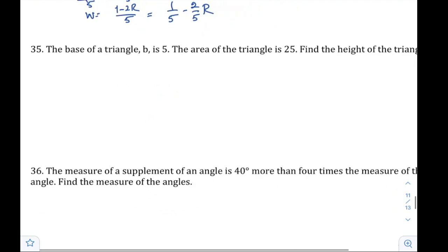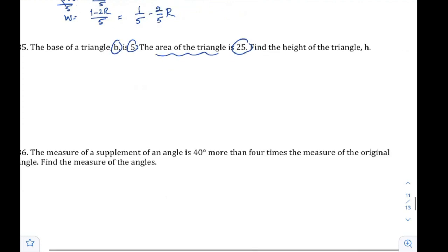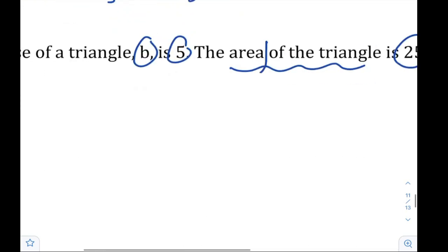The base of a triangle B is 5. The area of the triangle is 25. Find the height of the triangle H. He is talking about area, المساحة. So the area of the triangle is half, نص القاعدة في الارتفاع, half base times height.